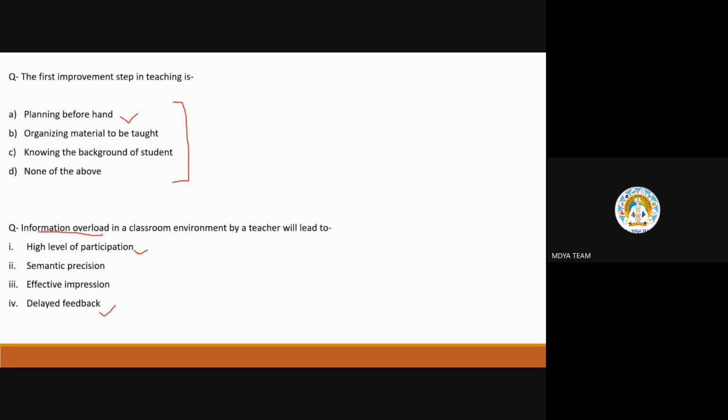And the next question. This type of question comes from this topic here, classroom environment. Factors affecting teaching, classroom environment. Here, factors affecting teaching, or teacher's aptitude. This type of question. I haven't mentioned it here, but these all are previous year questions.